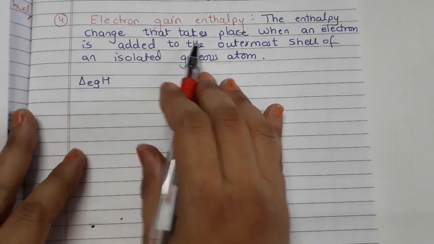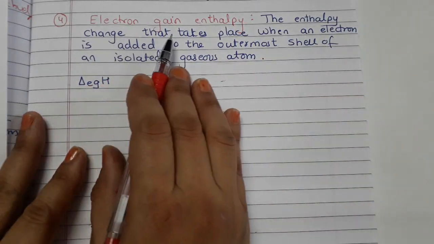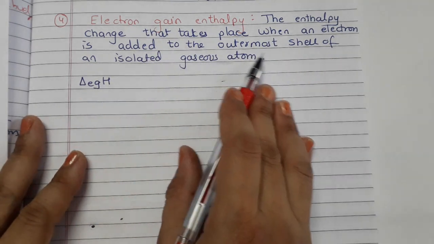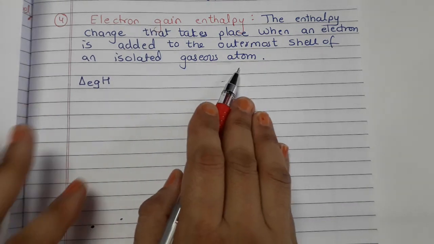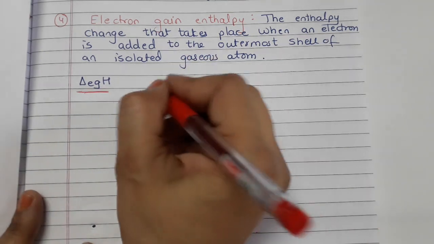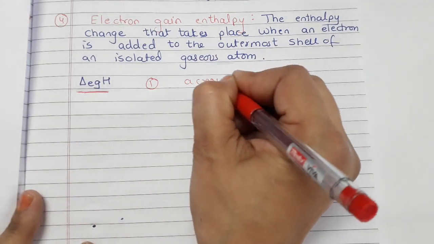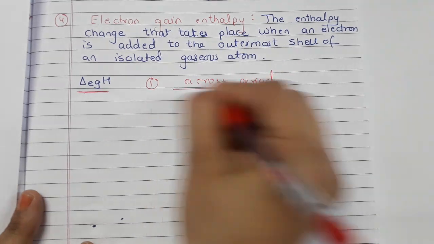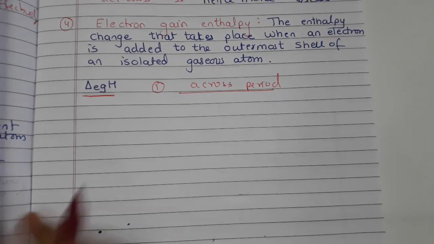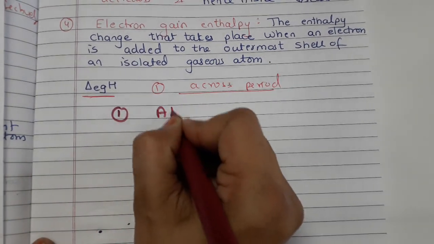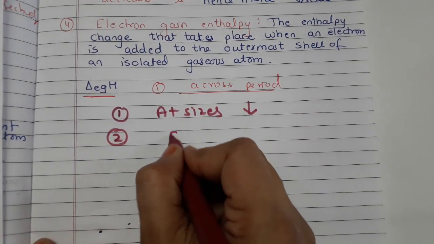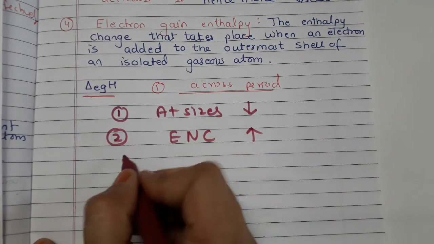See, electron gain enthalpy is the enthalpy change, that is the energy which is released, that takes place when an electron is added to the outermost shell of an isolated gaseous atom. It is designated by delta EGH. So students, what happens across the period? These are the common points which you will have to remember: across the period, number one, atomic size decreases. Second, effective nuclear charge increases.